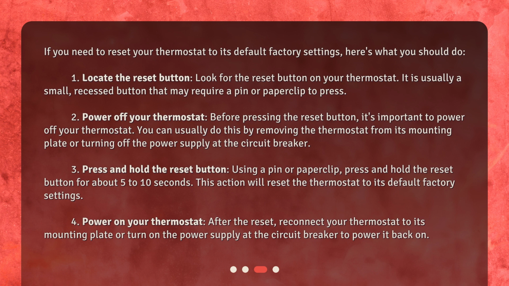Using a pin or paperclip, press and hold the reset button for about 5 to 10 seconds. This action will reset the thermostat to its default factory settings. 4. Power on your thermostat. After the reset, reconnect your thermostat to its mounting plate or turn on the power supply at the circuit breaker to power it back on.